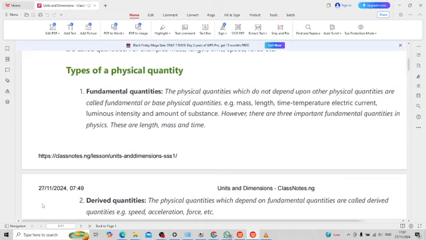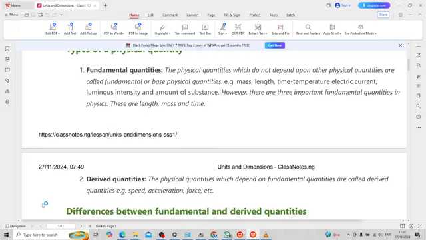However, generally, we have three of these quantities that are very important that we use a lot, and those are the length, mass, and time. Those three are the most important of all the physical quantities. Okay, so these quantities do not depend on any other quantity. So we call them the fundamental quantity or the base quantity.